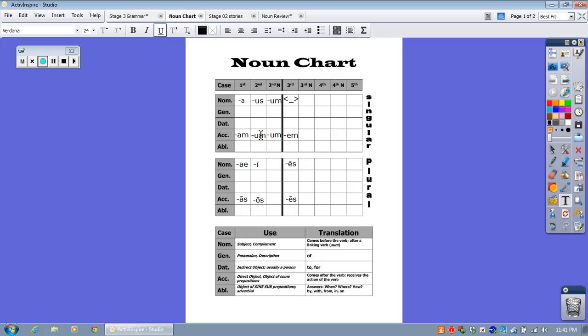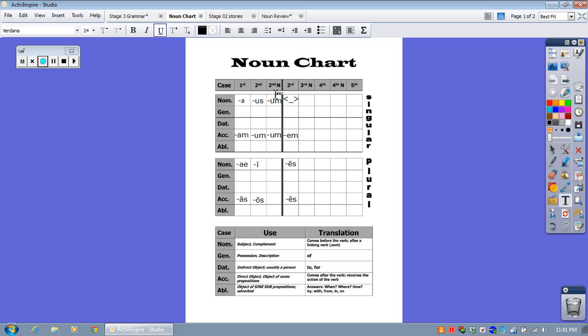It's going to end in -um in the accusative singular. In the nominative plural, it's the letter I, but that's pronounced, if you remember from the pronunciation video, the letter I with the long mark over it is pronounced E. And then the accusative would be -os.